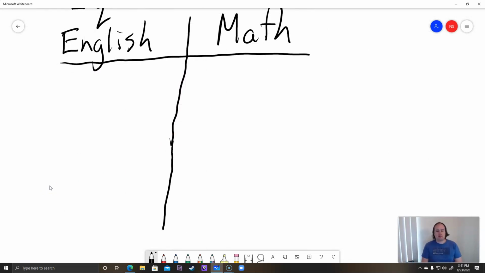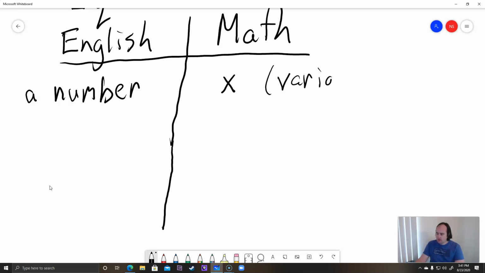the most important thing from English that you might not know how to translate into math is a number. So when someone says a number in English, that actually means the variable. And usually people represent the variable as x. I'll write variable in parentheses. X is the standard variable. You can use any letter you want, though. So whenever you hear the phrase a number, you're going to write down x in math.